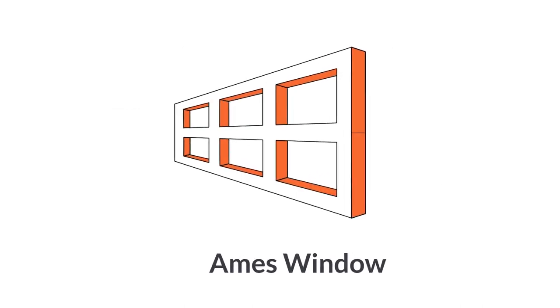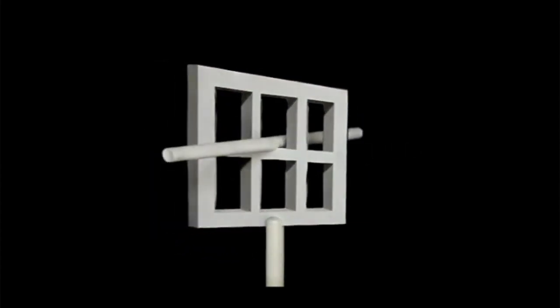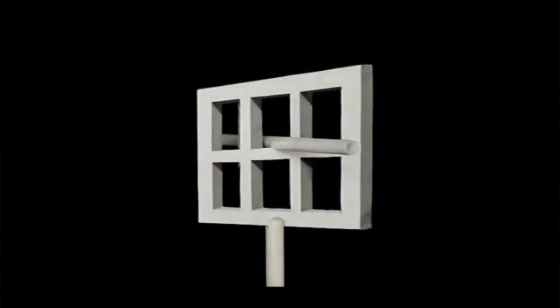Number 28, Ames window. The Ames window is a mind-bending illusion that challenges our perception of space and depth. Even though it looks like a regular window, it's actually a cleverly constructed optical illusion. What you see might not always be what's really there.